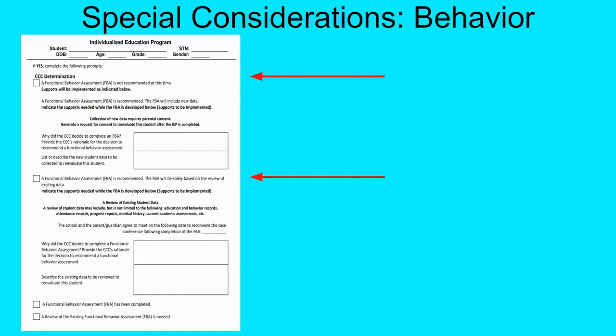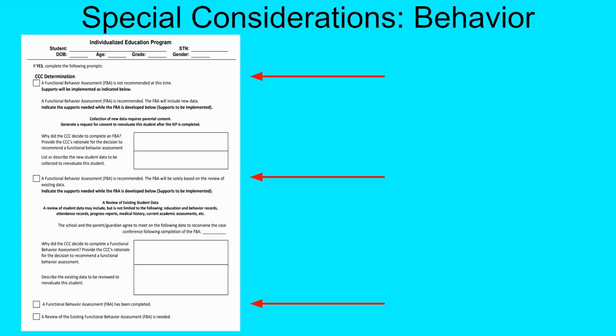If you do need an FBA, then we need to answer some questions, such as whether a functional behavior assessment has been completed. If we do an FBA and it's been completed, then we're going to mark this, and we're going to put the findings of that assessment in here.